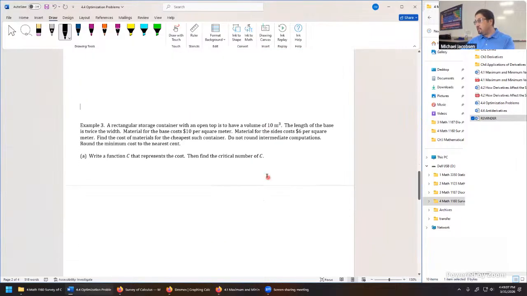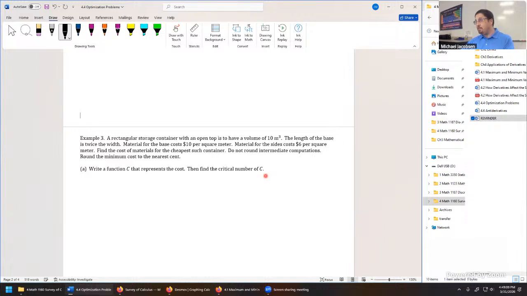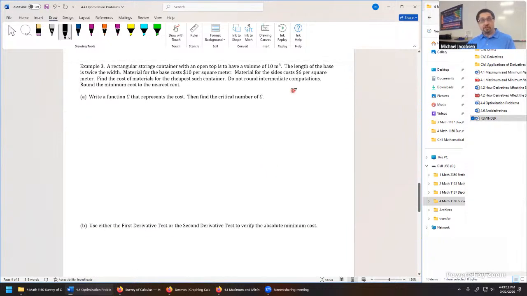This one looks like it's a type of optimization problem dealing with economics, or maybe something entrepreneurial in a certain sense. It says a rectangular storage unit container with an open top is to have a volume of 10 cubic meters. There's not a lot of context on why we're building this, but we now know that it's rectangular, it's a storage container set to that volume. And it has to be built with a certain kind of specification. The length of the base has to be twice the width. Again, not a lot of context to say exactly why, but we're going to run with that and say that whatever we're building here must meet that requirement.